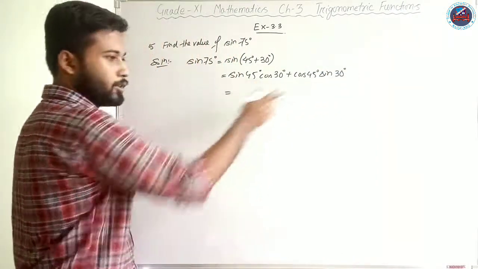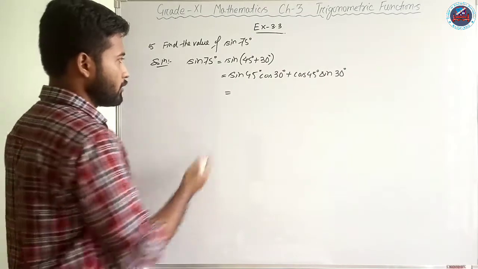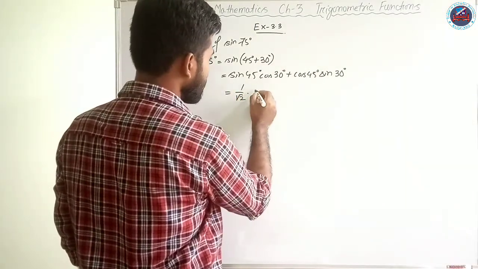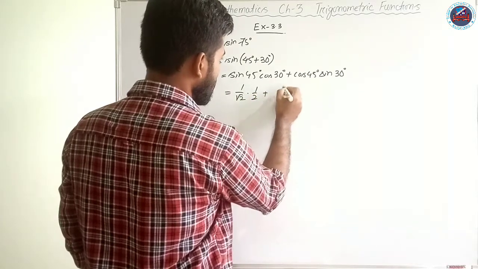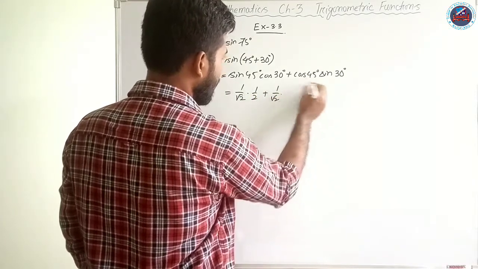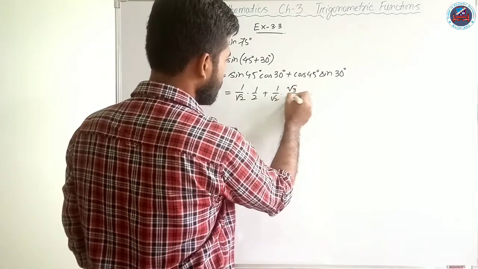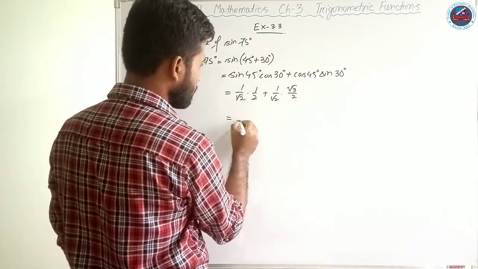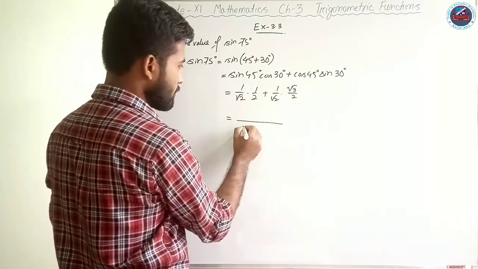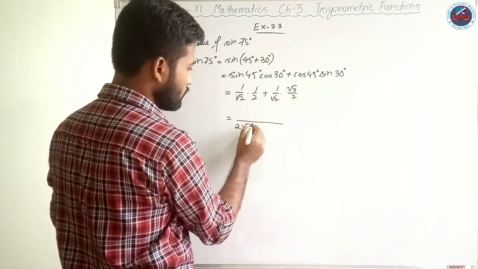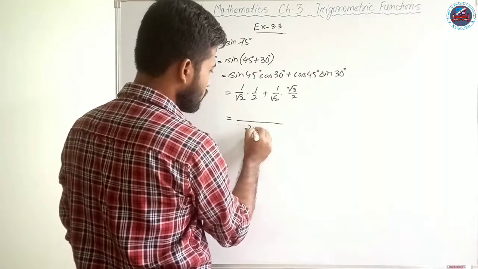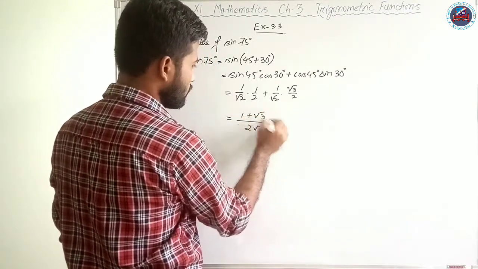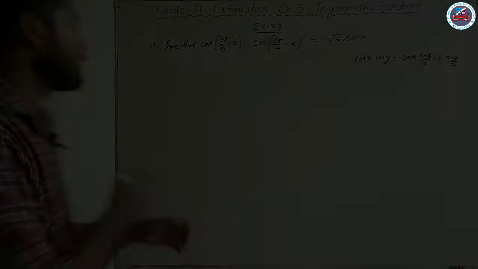Now we know the values of sin 45°, cos 30° and all. What is sin 45°? It is 1 by root 2. Cos 30° is root 3 by 2, plus cos 45° is 1 by root 2, and sin 30° is 1 by 2. Now this can be written as, we can see the denominators are the same, so this will be 2 root 2, and up there it will be root 3 plus 1. So that is the answer.